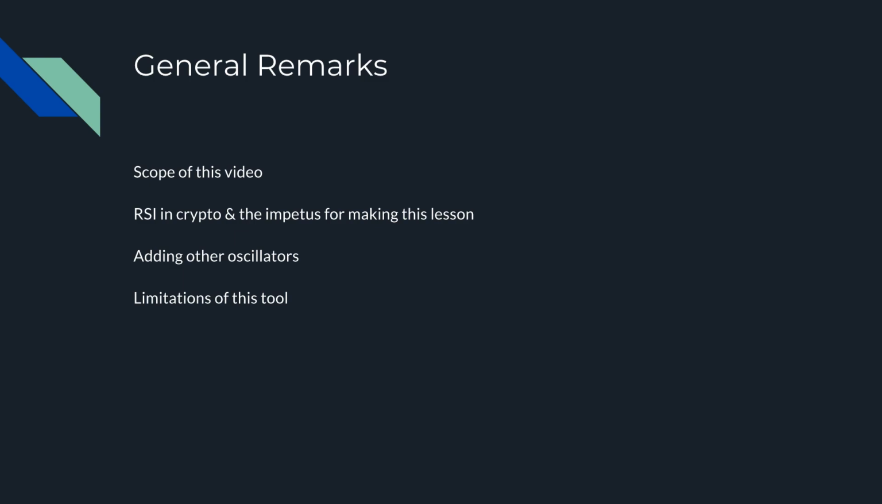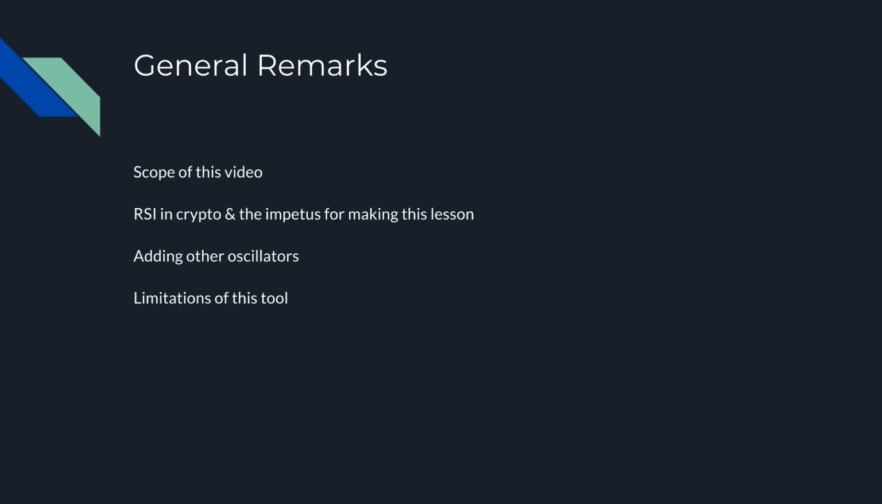So, quick general remarks. The scope of this video is quite specific. It's about RSI. It's not about stochastic RSI. It's not about the stock. It's not about MACD. It's not about how all of those compare to the RSI. It's just about the RSI. I'm happy to cover the others later, but don't spam me with questions about other oscillators or indicators, which I haven't covered in this video.